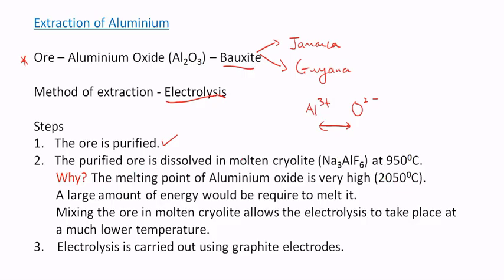So we said we take the aluminium oxide and we dissolve it in molten cryolite at 950 degrees Celsius. Now, a large amount of energy would be required to melt the aluminium oxide on its own. Mixing the ore in molten cryolite allows the electrolysis to take place at a much lower temperature. You need to know this because sometimes you are asked, why is aluminium oxide dissolved in molten cryolite? The next step, electrolysis is carried out using graphite electrodes.